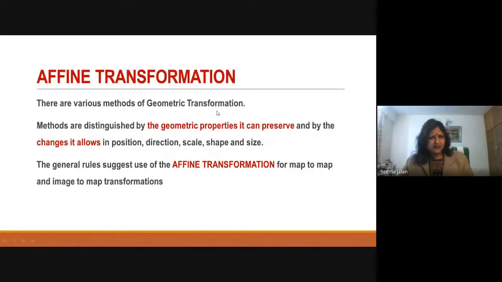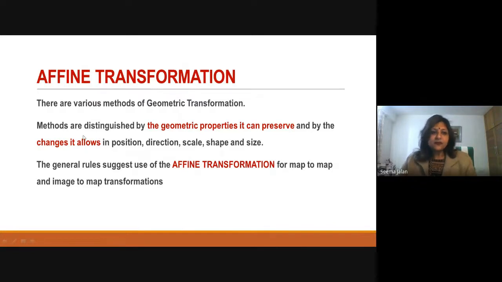There are some methods which will only allow translation. There may be some methods which will only allow rotation. There are some methods which will only allow scale changes. But we need a method for georeferencing. I need a method which allows me all the 6 types of changes.